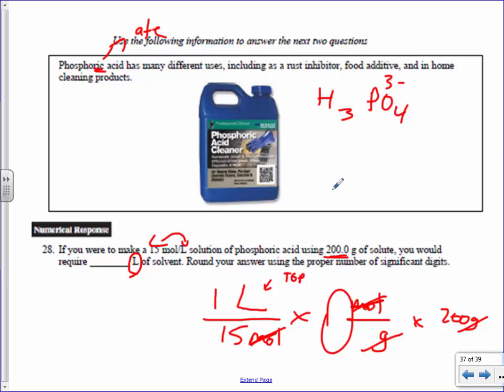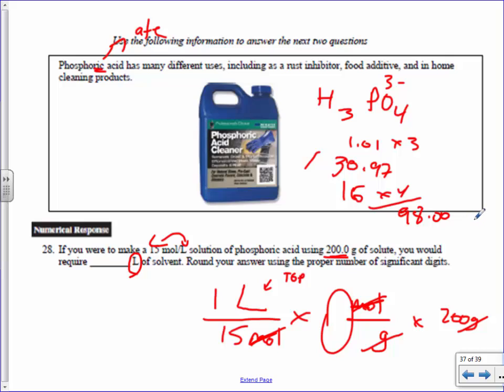So now molar mass. So you need hydrogen, 1.01, you need 3 of them. Phosphorus, I don't think I have memorized right now. 30.97, you just need 1 of them, and then 16 times 4. It's 98 right on the dot, isn't it? That makes sense so far?